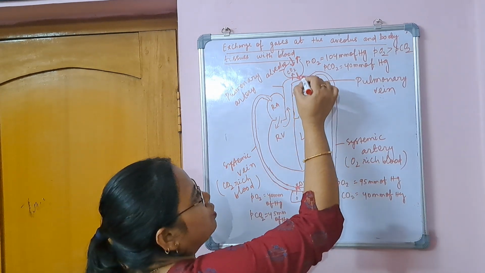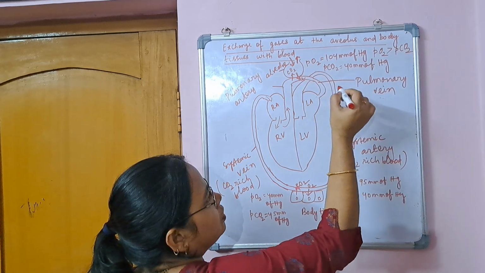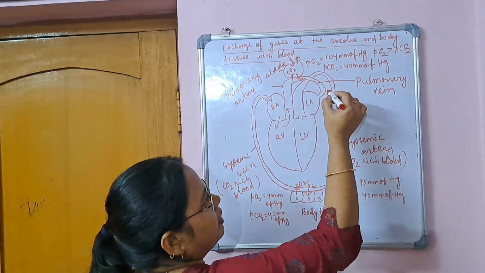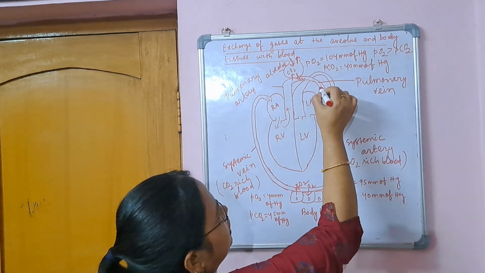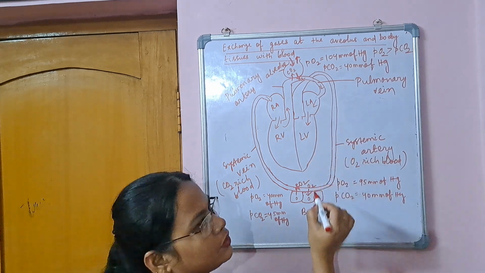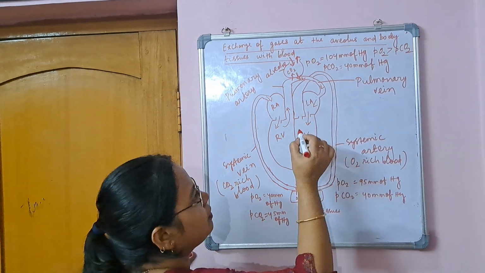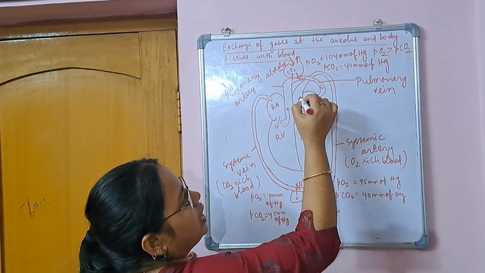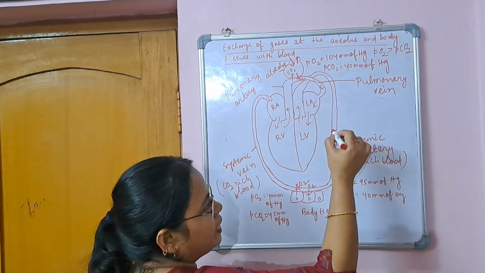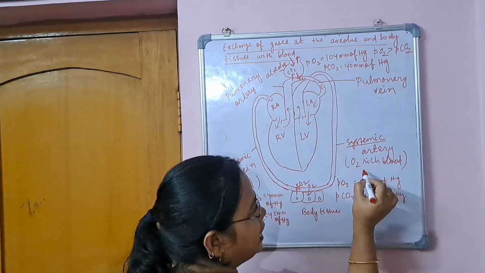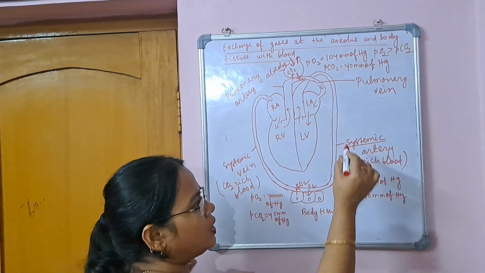That means this O2 rich blood goes to the left auricle through the pulmonary vein. From the left auricle it goes to the left ventricle through the bicuspid or mitral valve. Then it goes to the aorta, and from the aorta different branches arise. Here I have written systemic artery, which carries O2 rich blood to different body parts.